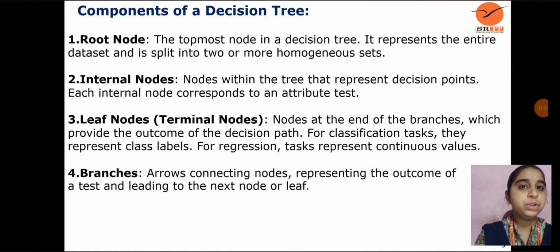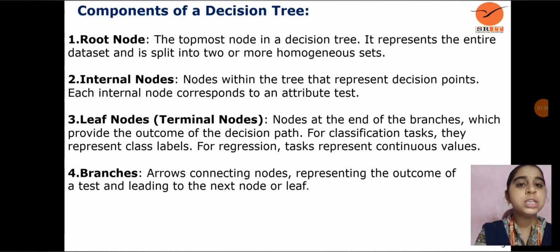Components of a decision tree. The first one is the root node. The topmost node in the decision tree is the root node. It represents the entire data set and is split into two or more homogeneous sets. The second one is internal nodes. Internal nodes within the tree represent decision points. Each internal node corresponds to an attribute test.